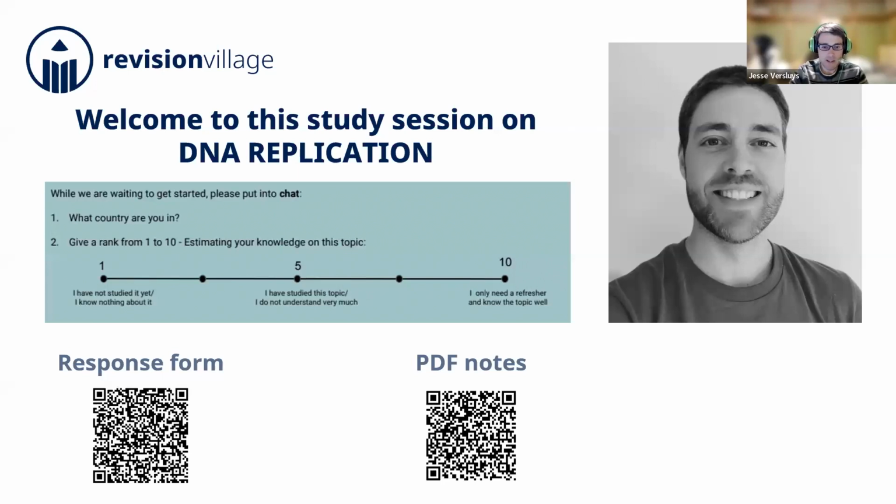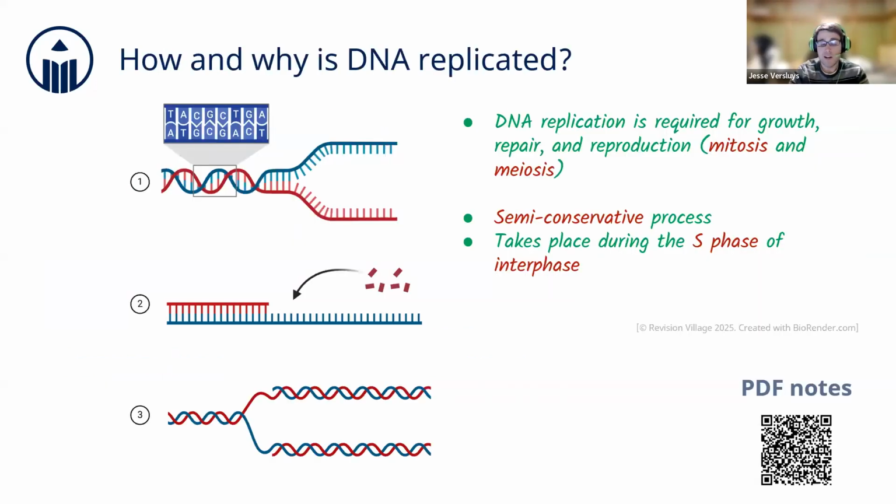Okay, here we go. DNA replication is a requirement for all living things. How and why is the DNA replicated? Whenever cell division is taking place, we need DNA to be replicated for that. That's going to include growth, tissue repair, and also reproduction. So mitosis and meiosis both are going to be necessary for DNA replication, or I should say DNA replication is going to be necessary for both mitosis and meiosis.